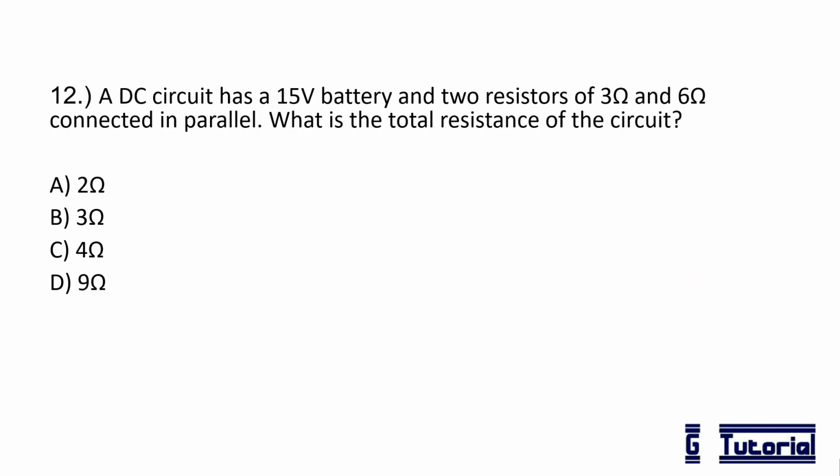A DC circuit with a 15-volt battery has two resistors connected in parallel. What is the total resistance of the circuit? We know that when the resistors are connected in parallel, the equivalent resistance will be R1 R2 by R1 plus R2. Here, 3 into 6 by 3 plus 6, which is 18 by 9, which is 2 ohm.